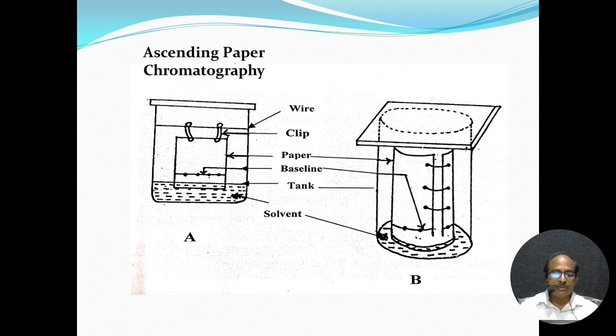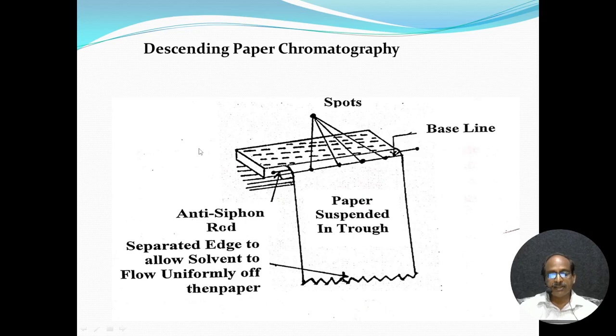After completion of the elution of the samples and the solvent, we can calculate the RF values by using the ascending technique. The descending technique is also the same. Descending means from top to bottom. The components or spots present in that particular sample are on the anti-siphon rod, and slowly the substances are migrating. One spot is there, another spot is there, another spot is there. We have to calculate the RF value. This is the baseline. This is called the ascending technique.